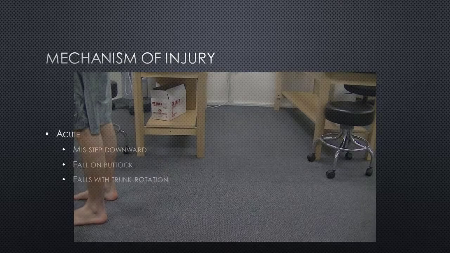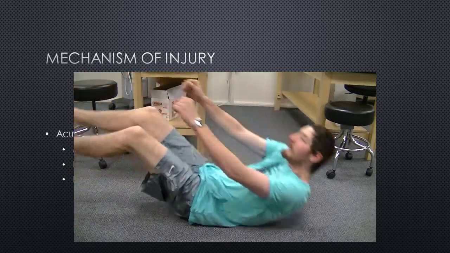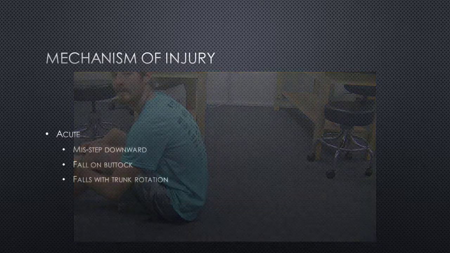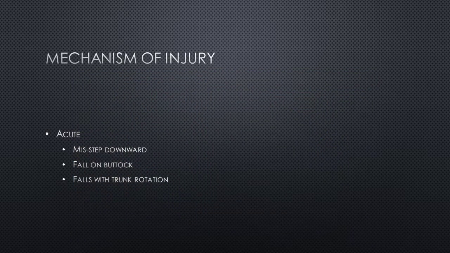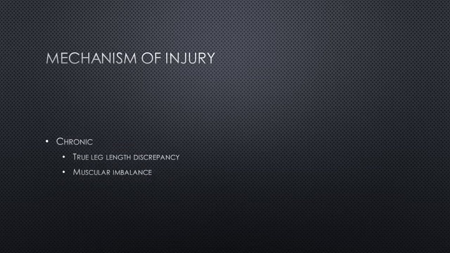Additional mechanisms include a fall on the buttock. During golf, you may see it at the end of the swing during a drive, and also in falls that involve trunk rotation, like during skiing. There are also chronic problems that can cause this dysfunction.